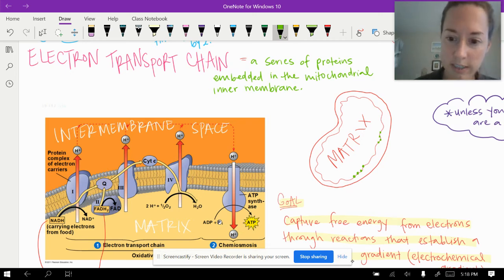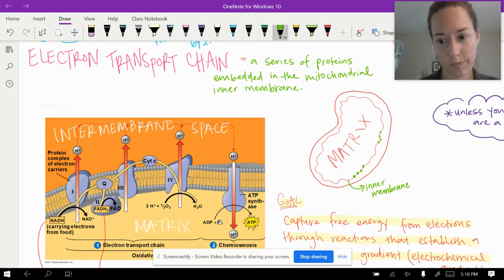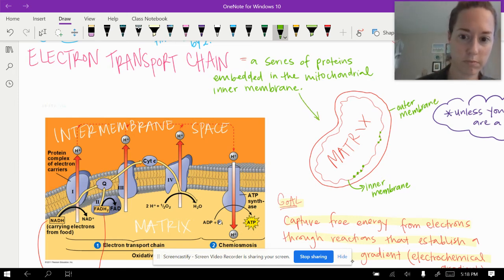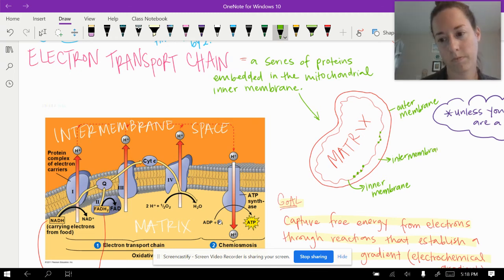And then of course, I'll just label this as the inner membrane. This is the outer membrane. This space in between is the intermembrane space. And this is all going to be important here in just a second.